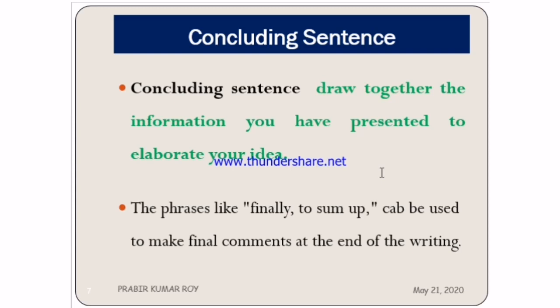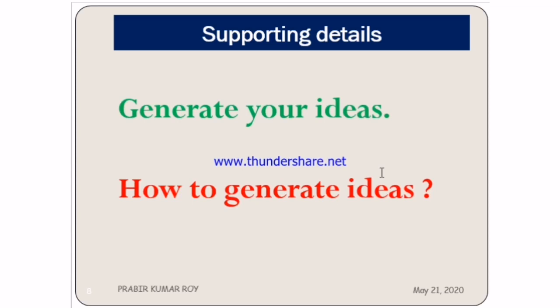Now, a little bit ago I told you about supporting details. What are supporting details? How to write supporting details? In supporting details you have to generate your ideas. You have to elaborate your ideas. You have to create some more ideas on the topic. Yes, how to generate ideas? I think you are very much worried about how to generate ideas. No, nothing to worry. I think it's very easy.